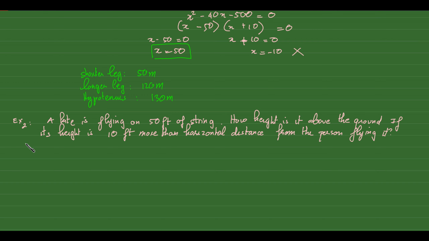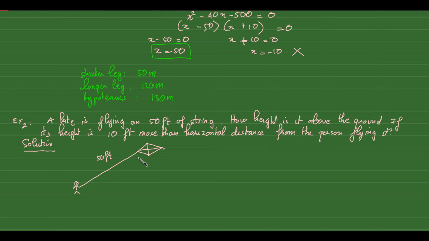Alright, solution. Let's draw the picture first. We have a person standing on the ground like this, and he has a string with a kite, so the kite is over here. Okay, this is the kite, and this is 50 feet. How high is it above the ground, if its height is 10 feet more than the horizontal distance from the person?